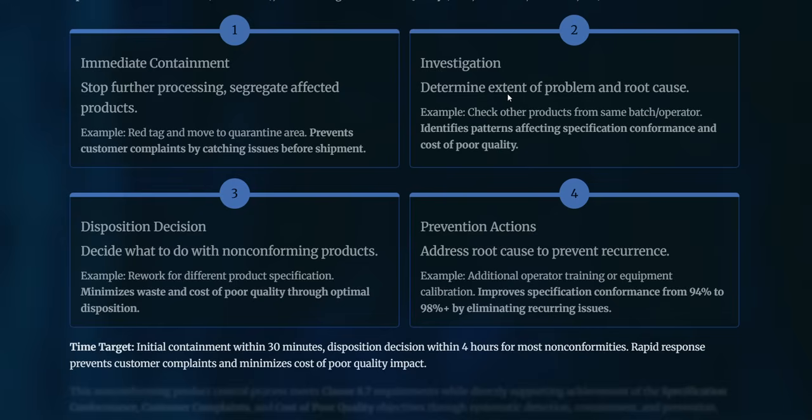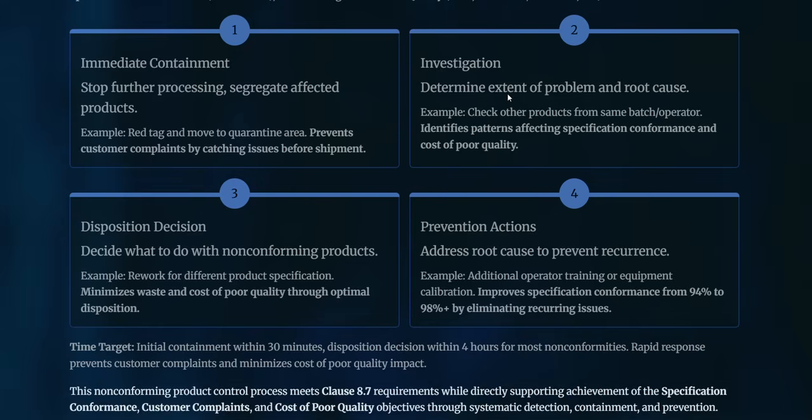This is a very important note here. So this non-conforming product control process meets Clause 8.7 requirement while also directly supporting achievement of the specifications conformance, customer complaints reduction, and cost of poor quality objectives through the systematic detection, containment, and prevention.